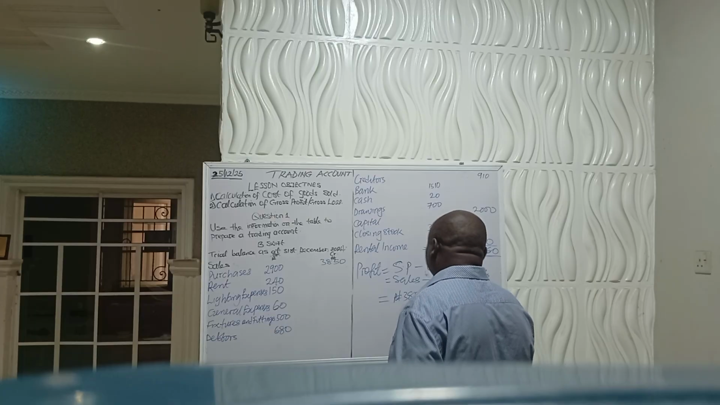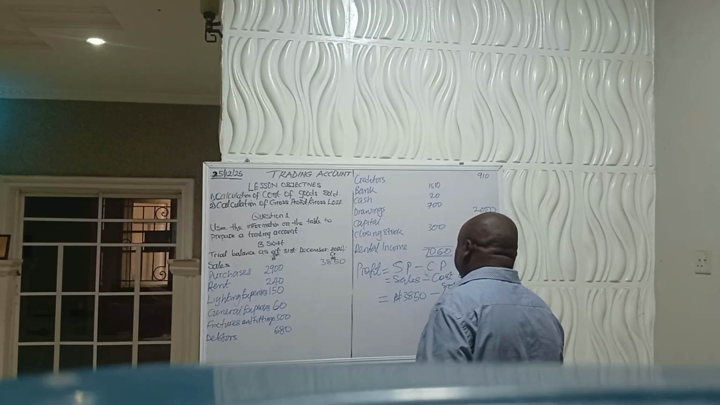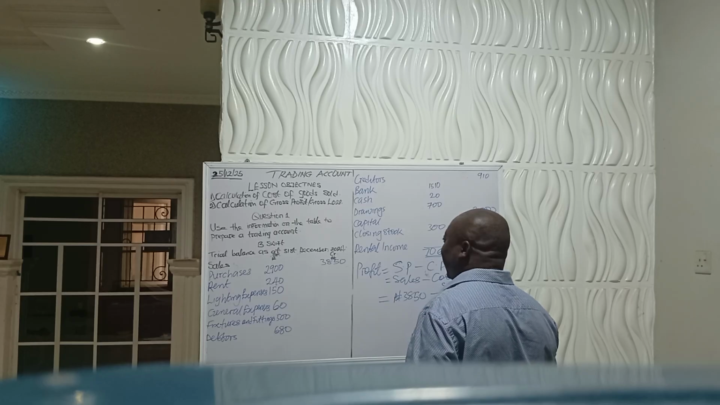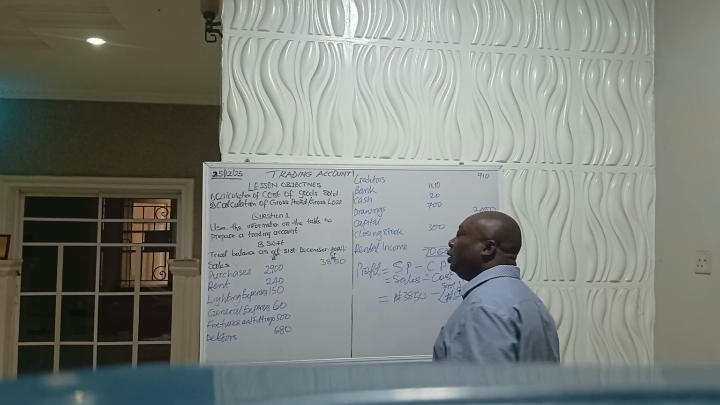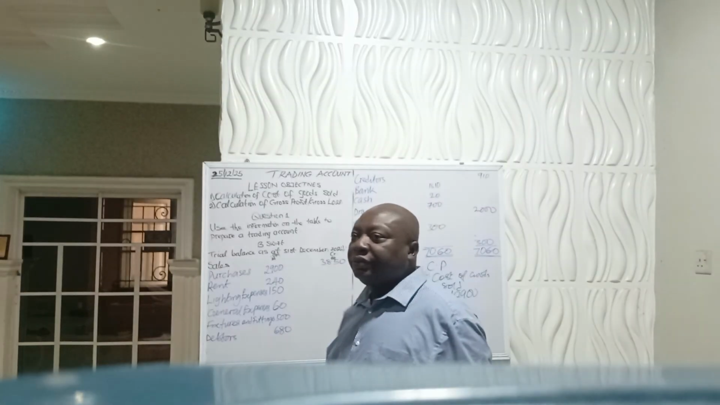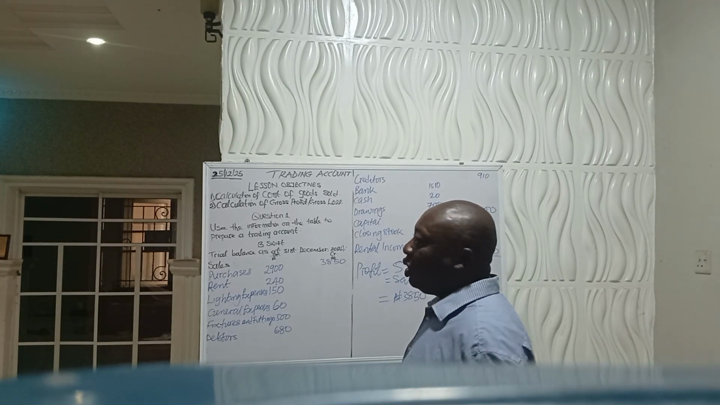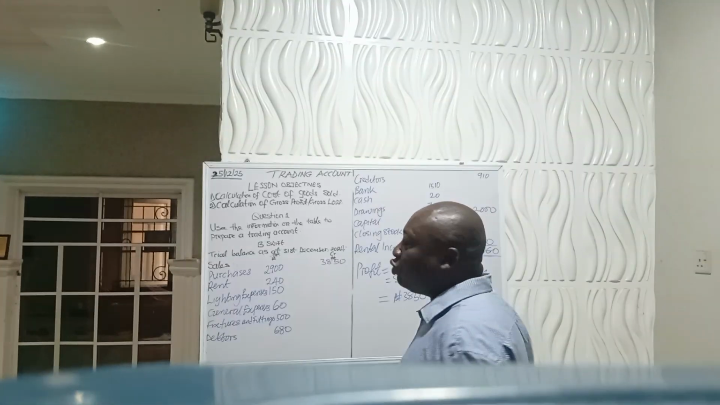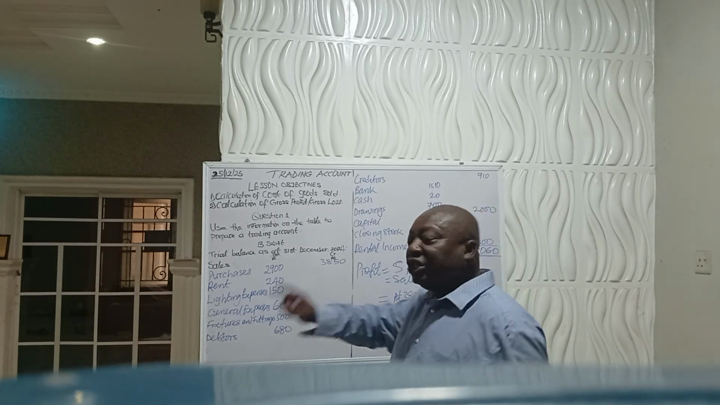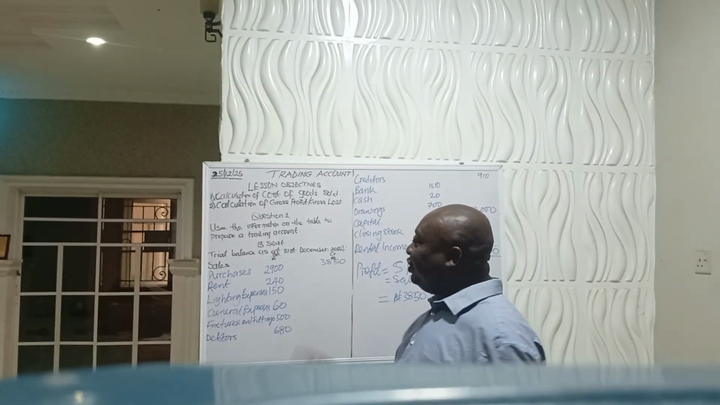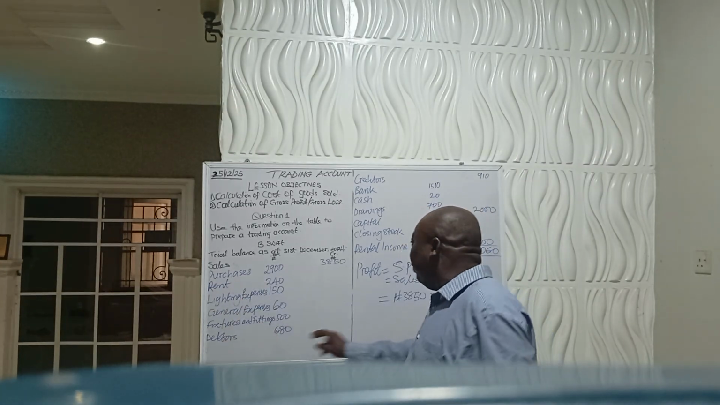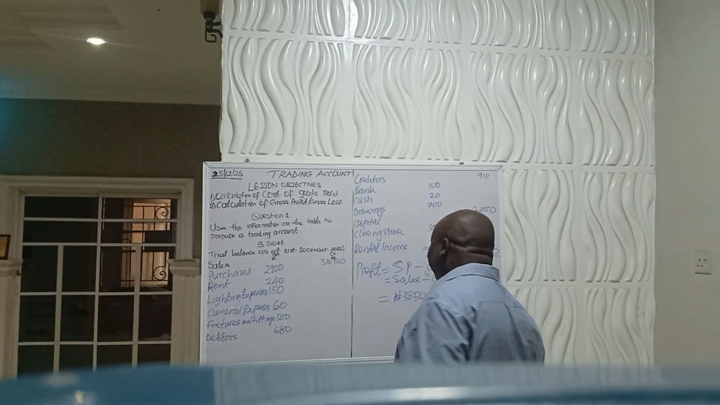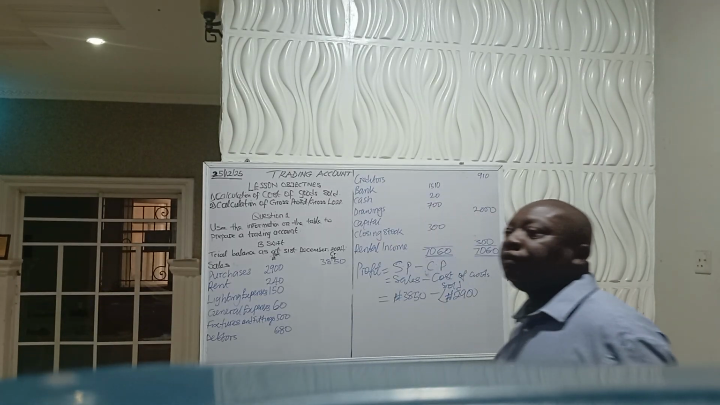But in this question, we only have purchases. How much is that? 2,900. We don't have opening stock. We don't have carriage inward. There is no return outward. Also, there is no return inward. If there is return inward, we will have deducted that from sales.